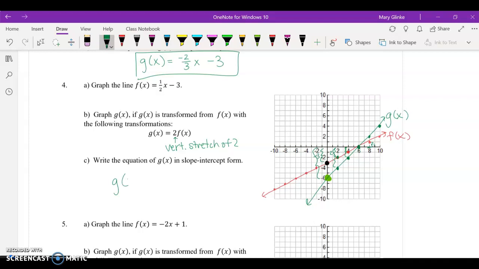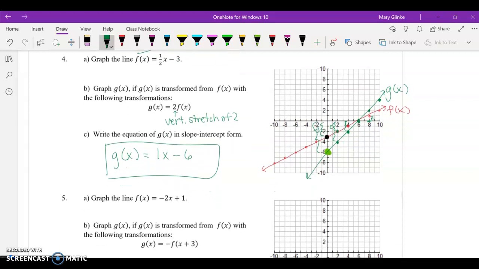So to write my new equation, g of x has a different slope. It goes up 1 over 1 to get to the next point, or up 2 over 2. It reduces to 1. And my y-intercept here, pulling it off the graph, is negative 6.